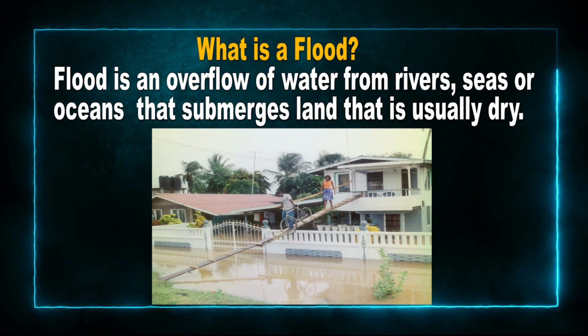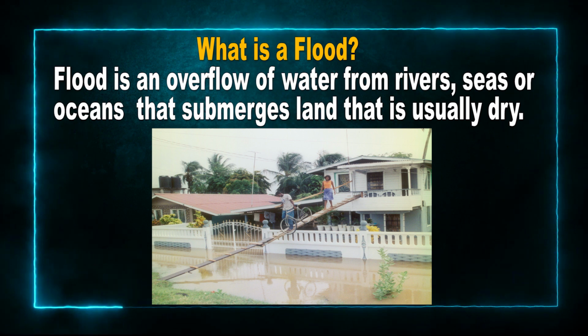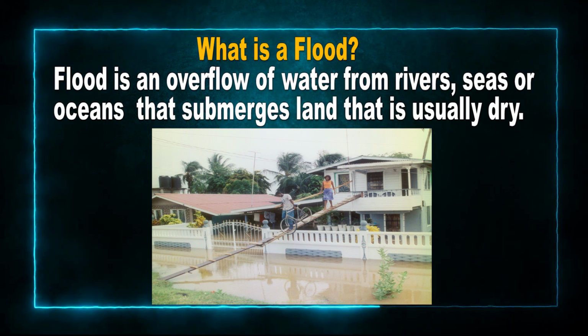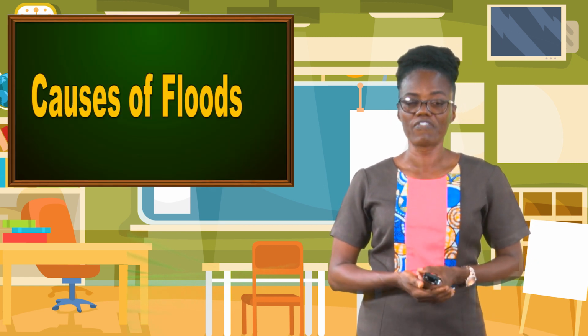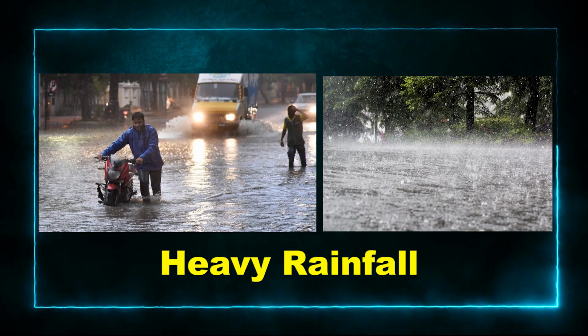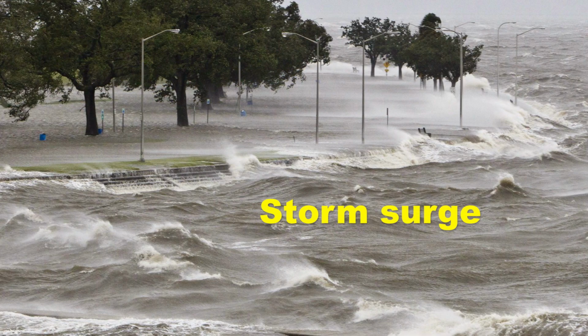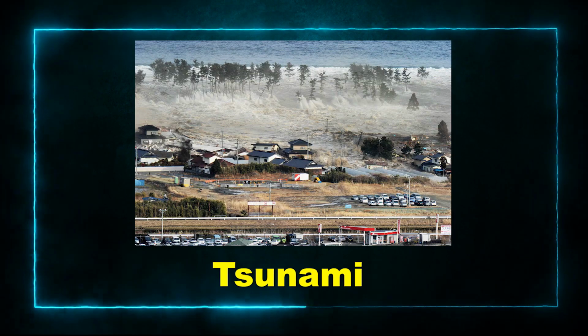The next natural disaster that we will look at is floods. What is a flood? A flood is an overflow of water from rivers, seas, or oceans. And this overflow of water submerges land that is usually dry. Not only land, but places where people live, their homes, their properties, business places, and even vehicles. So a flood is a natural disaster that affects life. What causes floods? Floods are often caused by heavy rainfall, rapid snow melt for those countries that experience snow, a storm surge from a tropical cyclone, or a tsunami in coastland areas.